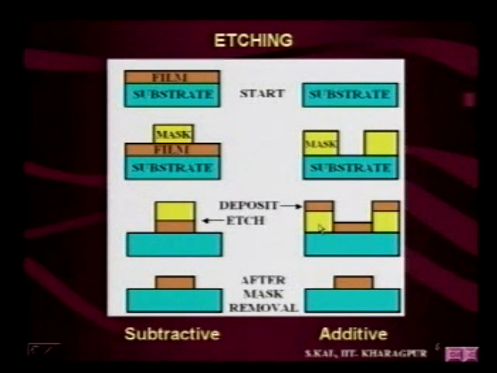That means in some cases you may have to pattern a film whose etching solution is not known. You don't know the etching solution, or even if you know the etching solution, that etching solution may affect the masking layer. Let me give you one example. For example, if you want to pattern a gold film, what is the etching solution of gold film? Aqua regia.